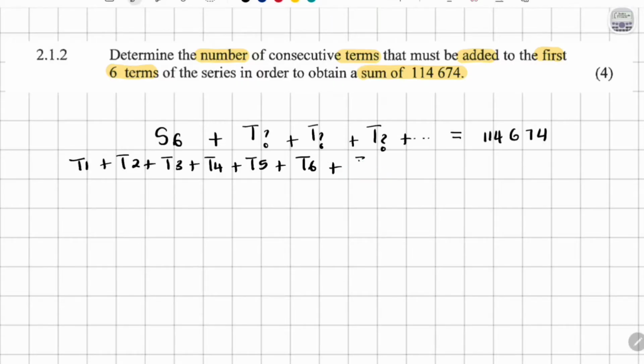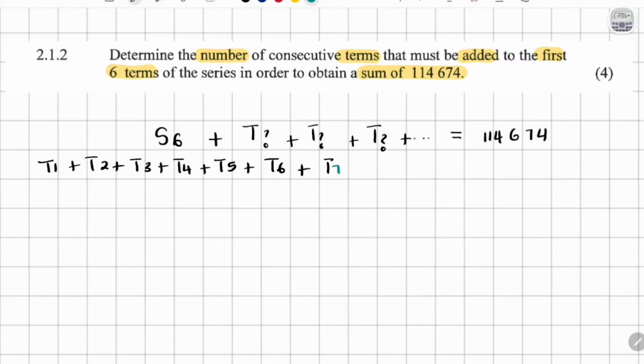Then we have specific terms that are being added and they come right after each other. Because they're consecutive, we're going to have to assume that after the 6th term, we're going to have the 7th term, then the 8th term, then the 9th term. But the thing is, we don't know how many of them are added to the first 6 terms in order to get this number. So this is the part we're trying to find out.